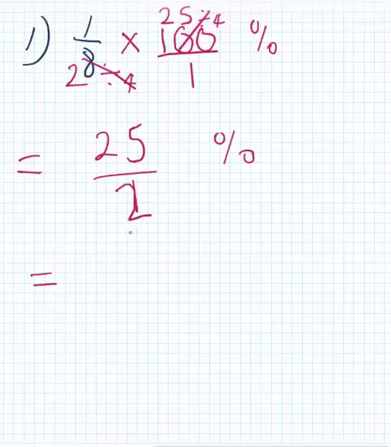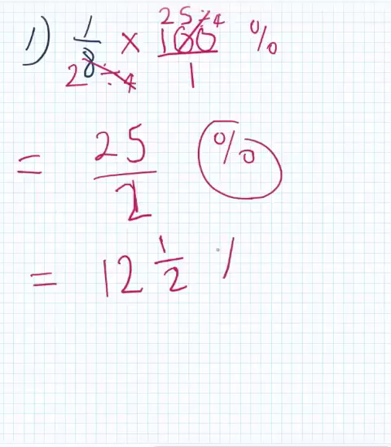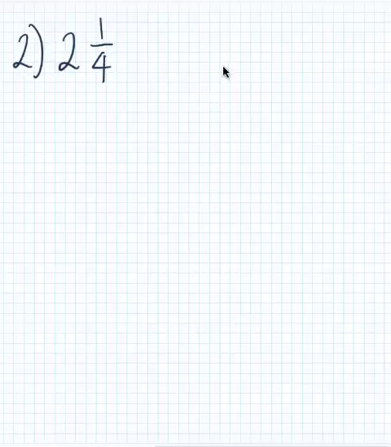So I'm going to say, how many times can 2 fit into 25? Well, I know that 2 times 12 is 24, so it can fit in 12 times. Remainder 1 over 2. We know we keep the same denominator. And please don't forget to add this percentage symbol. And that makes more sense for me to say I've got 12.5% instead of 25 over 2%. And that's our final answer. So just remember, if your answer here is an improper fraction, please make sure you turn it into a mixed fraction.